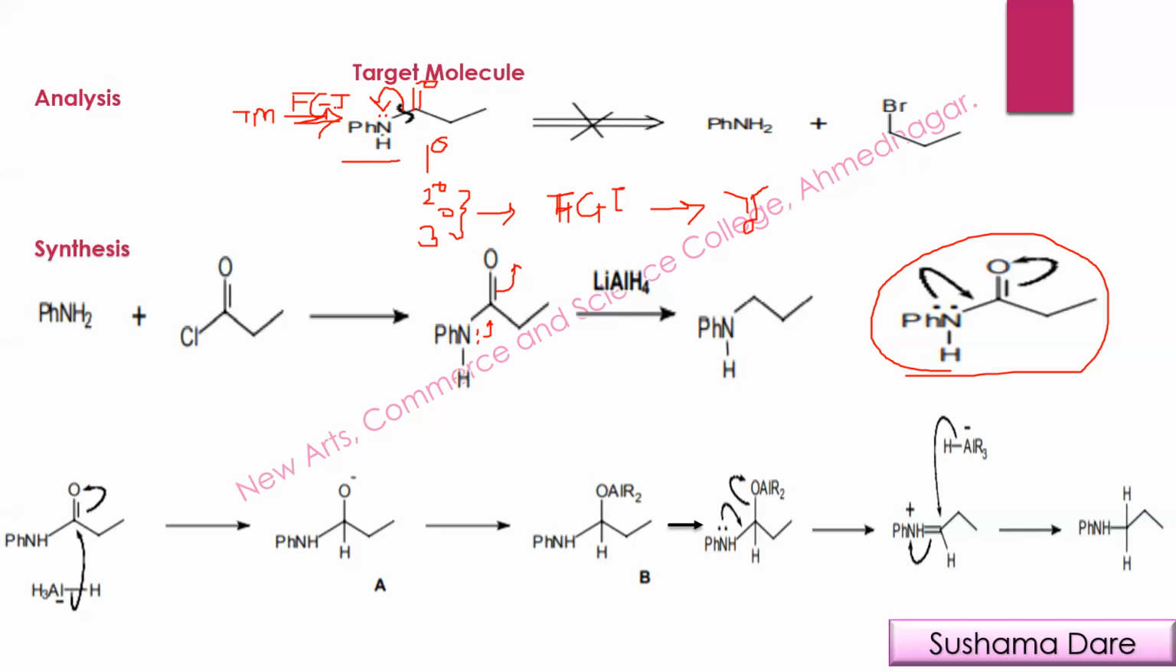After writing down the carbonyl group there, you disconnect the bond between nitrogen and carbonyl carbon, in the direction of nitrogen. So the synthetic equivalent for PhNH minus is PhNH2, and for the CO plus CH2CH3 you simply place the leaving group Cl. So acid chloride plus aniline gives the amide first of all, but in the target molecule there is no carbonyl group, so we have to reduce that carbonyl group with lithium aluminum hydride, and after the reduction that gives the target molecule.